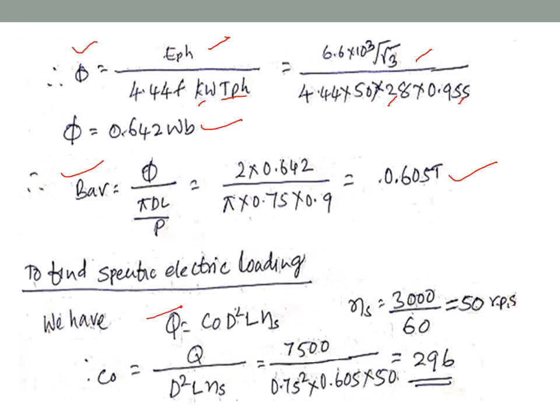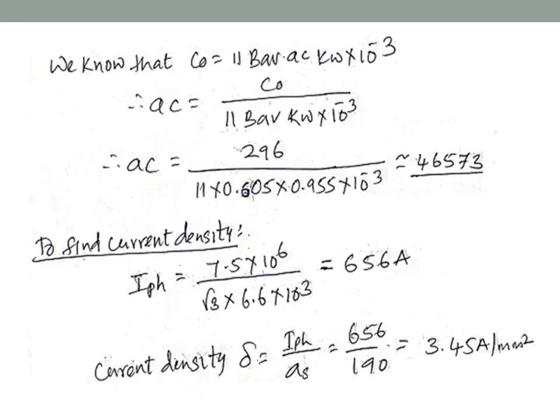And coming to specific electric loading, we have this equation, D square L ns. Ns is equal to this. C0 is equal to Q by this. So find out C0, 296. Now in C0, this we know and this we don't know. So from this, AC we can find out as C0 divided by this. So C0 is 296, the rest you substitute here. This comes out to be around 46,573 ampere conductors per meter.